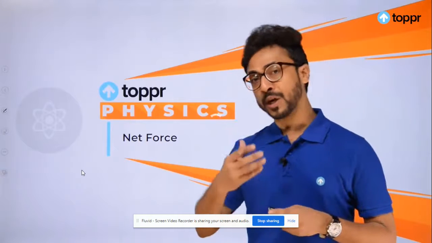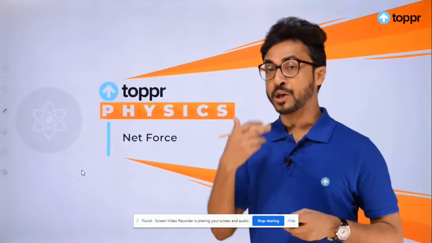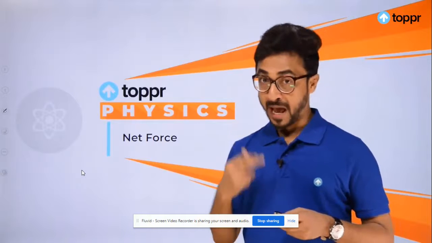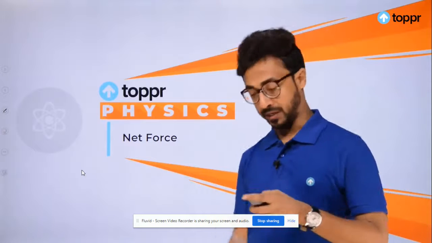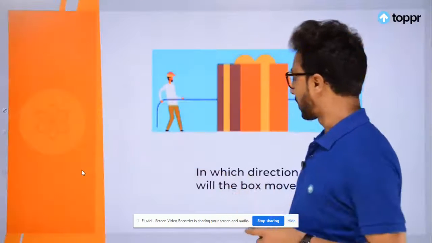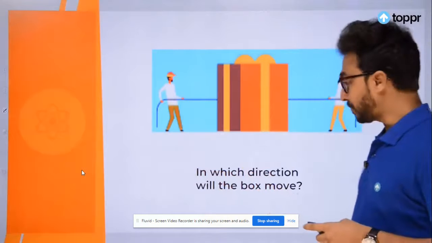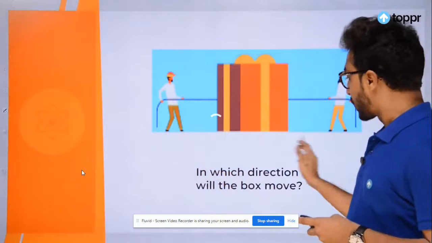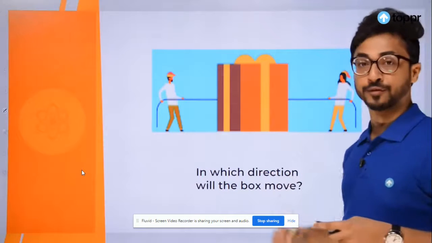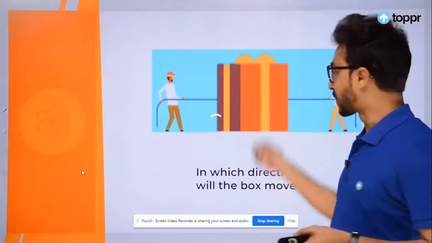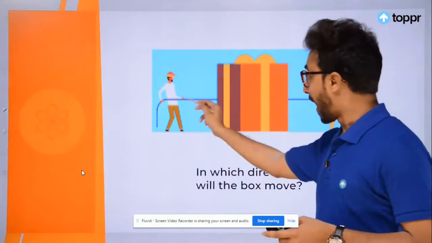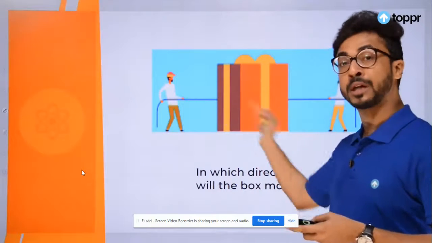Now before going into the subject, I'll show you a picture and you have to answer a question. See this picture. In which direction will the box move? So what is the picture? There is a box, a man and a woman, both are pulling together.